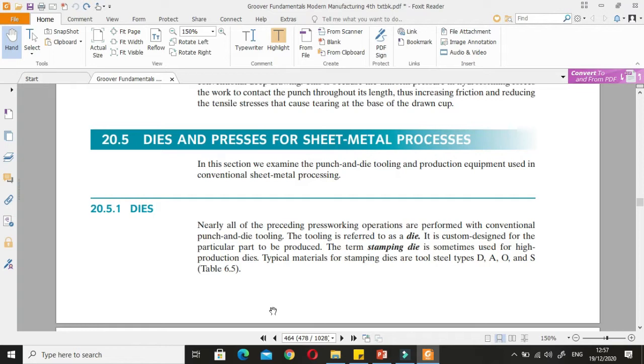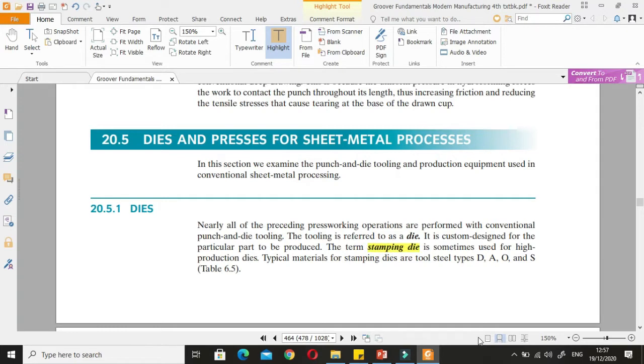So the dies are the conventional punch and die tooling, and when they are used in combination for the high production stamping operation, high production sheet metal operation, they are termed as stamping dies.